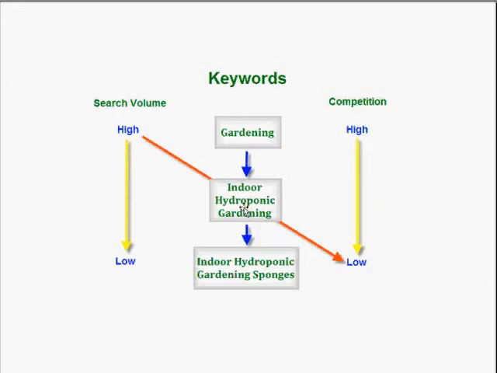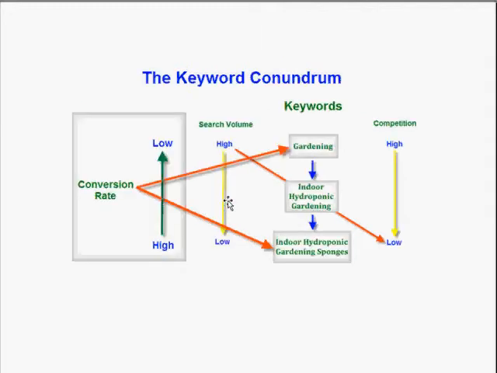Now the sweet spot is indoor hydroponic gardening because there is going to be much lower optimized competition than for the keyword gardening. And also we're going to have a decent to fair to really good amount of traffic, not as much as the keyword gardening, but we're still going to have plenty of traffic in order to optimize for and to actually make sales with. And after all, sales are what we're ultimately after. And that brings us to the keyword conundrum.